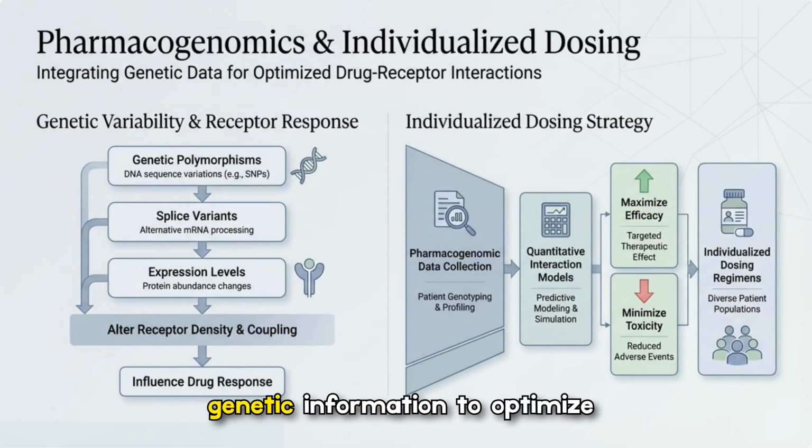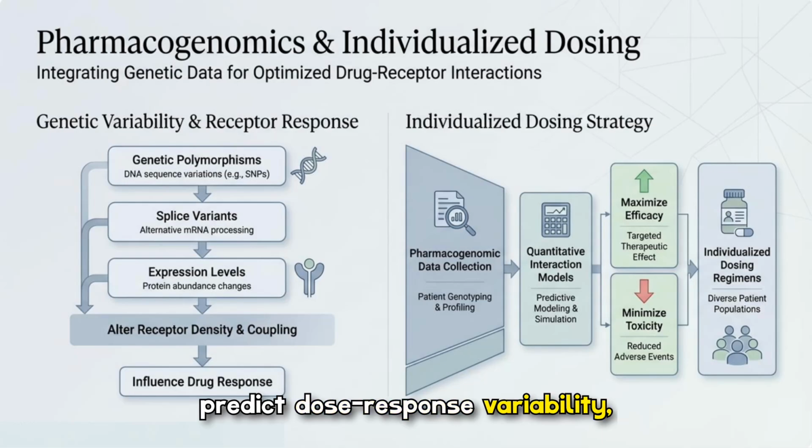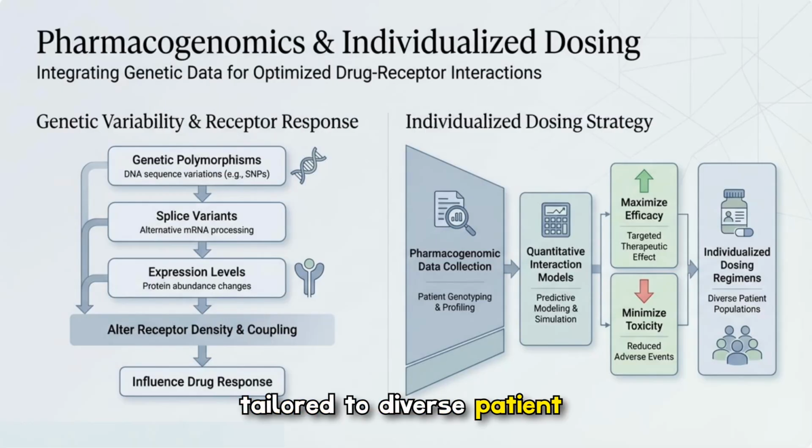Pharmacogenomics integrates genetic information to optimize drug receptor interactions by revealing polymorphisms, splice variants, and expression changes that alter receptor density and coupling. By combining patient genotyping with quantitative interaction models, we can predict dose-response variability, maximize efficacy, minimize toxicity, and move toward individualized dosing regimens tailored to diverse patient populations.